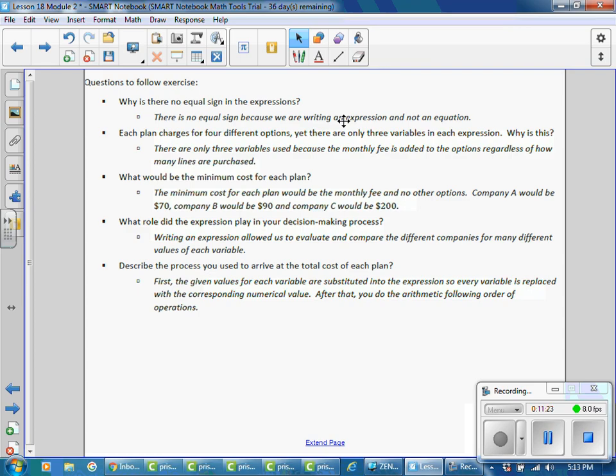This is a very good way to compare phone company plans. Many people find it confusing and they just select a plan, but this is a way where you can actually figure out how much your plan will cost you.